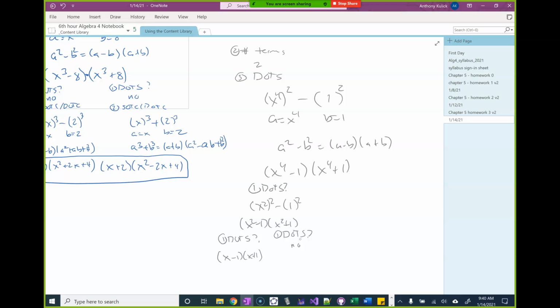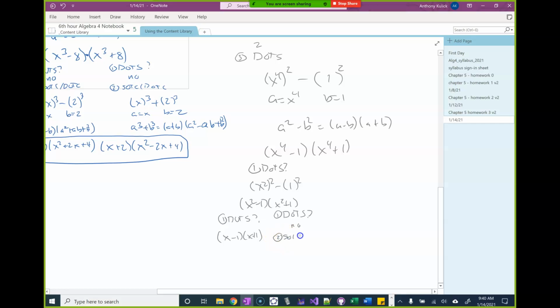Because you're already at 2, you cannot go down anymore. It's because it's an addition problem. A difference of two squares has to be subtraction. This is addition, so no, it's not a difference of two squares. Yeah, okay.